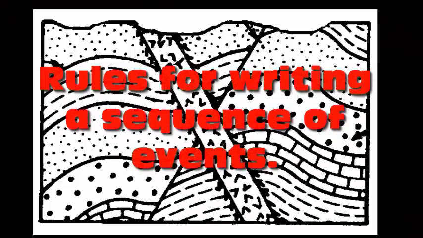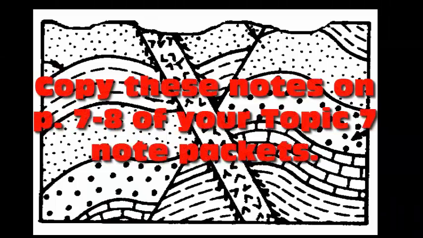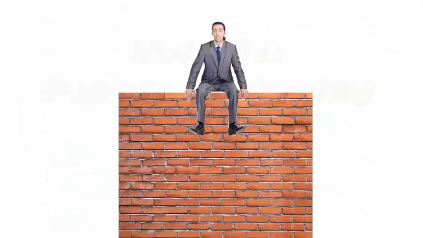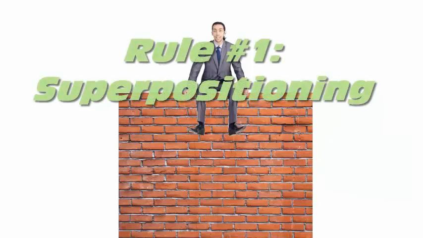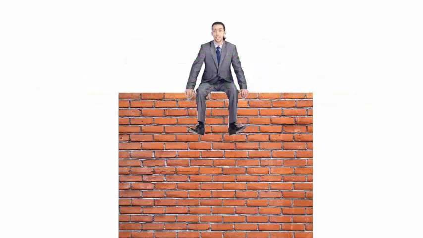But in order to do that, there's some rules we have to follow. I'd like you to get out your notes and to copy these down onto page 7 and 8 of your note packets. Rule number 1 is a concept called superpositioning. So think logically. What was here first, the brick wall or the guy sitting on top of the brick wall? Well, obviously the brick wall must have been there first, because if there was no brick wall, the guy would have nothing to sit on. That's all superpositioning really means.